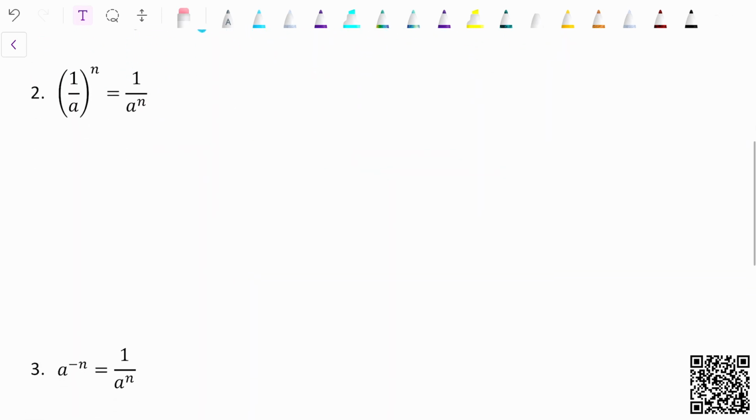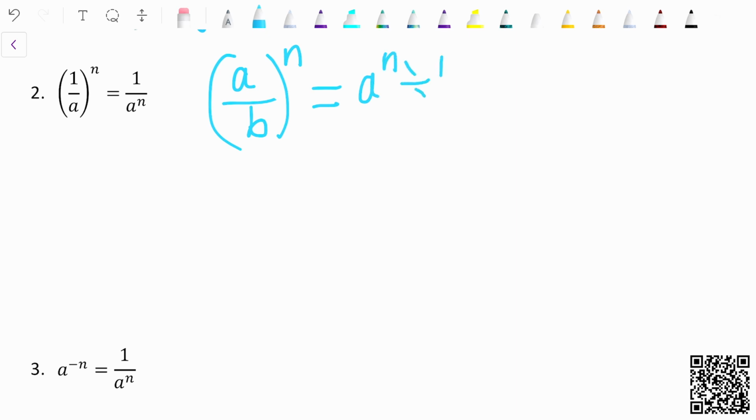Moving on to question number 2. 1 over a, in parentheses, to the power of n equals 1 over a to the power of n. So how does this work? As I explained in an earlier video, a over b, just as an example, to the power of n would equal a to the power of n divided by b to the power of n. So if we apply the same thing, but this time a is 1, b is a. So if we apply the same thing to this, let me write this real quick.